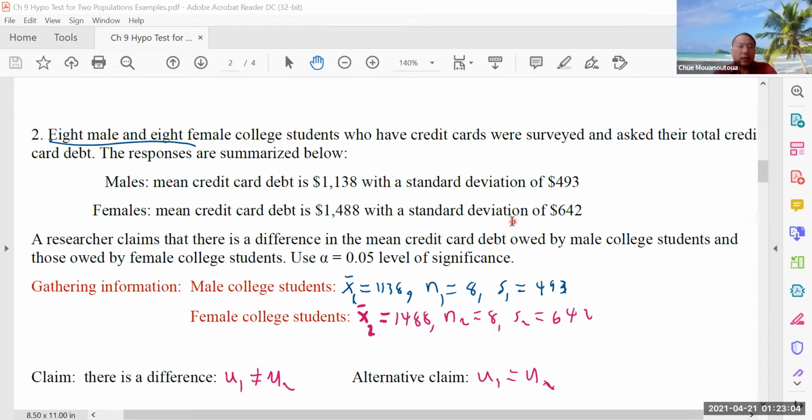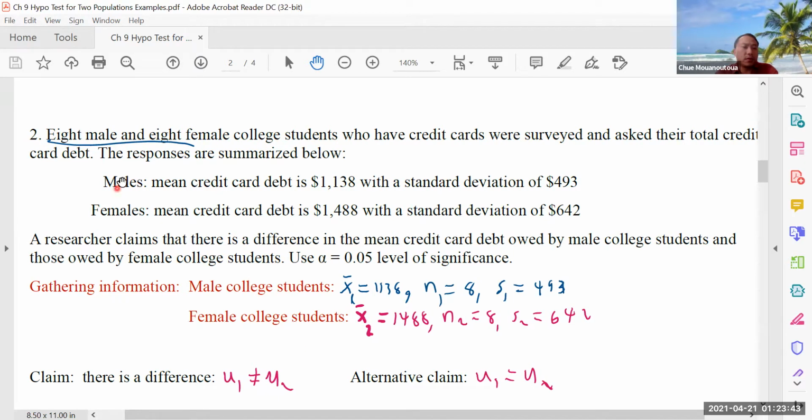All right, so let's look at this problem here, and we're going to go through the entire procedure to test this. Here it says 8 male and 8 female college students who have credit cards, and these numbers show their credit card debt.